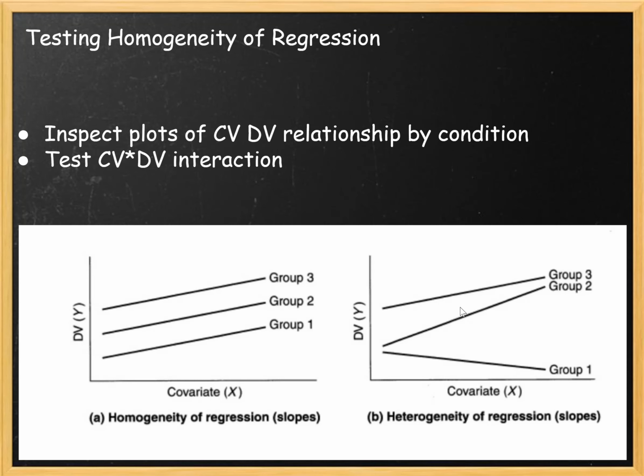To test that, you can look at plots, so you can create some scatter plots and fit lines by group or by condition to see if the relationships are reasonably similar, or you can conduct a more formal test of the interaction between the covariate and the independent variable.